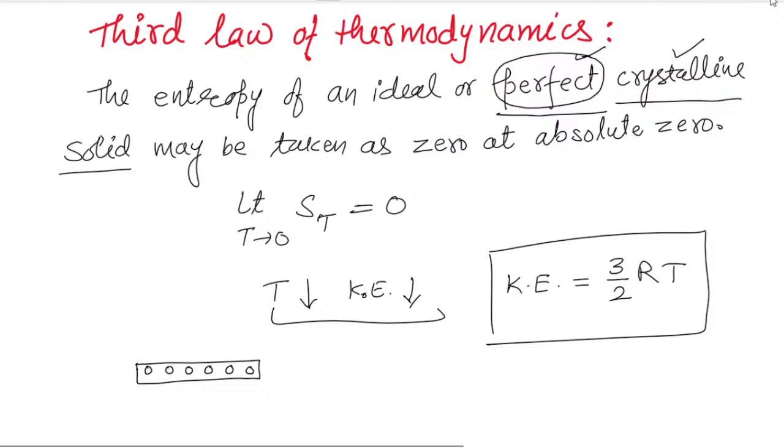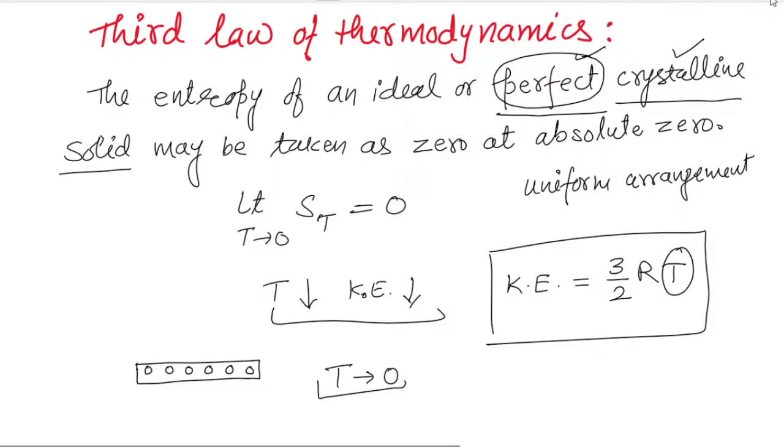Crystalline means a uniform, regular arrangement of constituent particles, and perfect means there is no chance of deviation from that arrangement. That is called a perfect crystalline solid, and its entropy is taken as 0 because at absolute 0, when temperature tends to 0, there is no movement of constituent particles. Their energy is expected to be 0, because if T is 0, kinetic energy is 0.